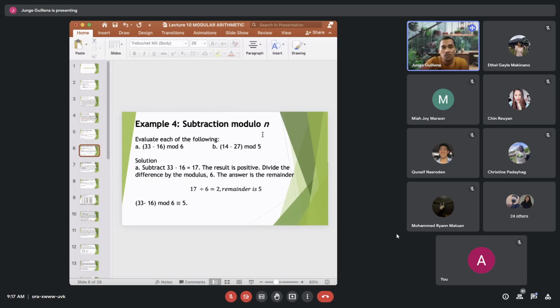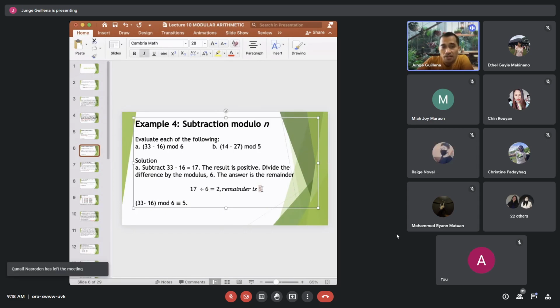Okay, for subtraction modulo n, evaluate each of the following. For letter A, you have 33 minus 16 modulo 6. So you subtract first, 33 minus 16, that is equal to 17. And of course, in this case, the result is positive. You divide the difference by the modulus 6. So 17 divided by 6, again, the answer is the remainder. So 17 divided by 6 is equal to 2. 2 times 6 is 12. So 17 minus 12, that's why the remainder is 5. So the answer for letter A is 5.